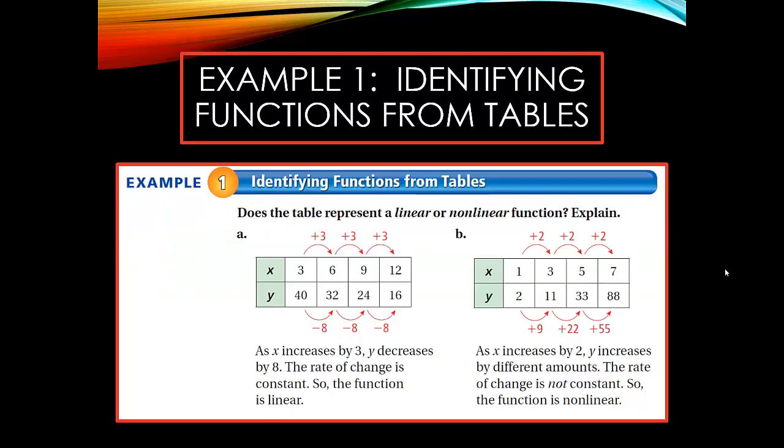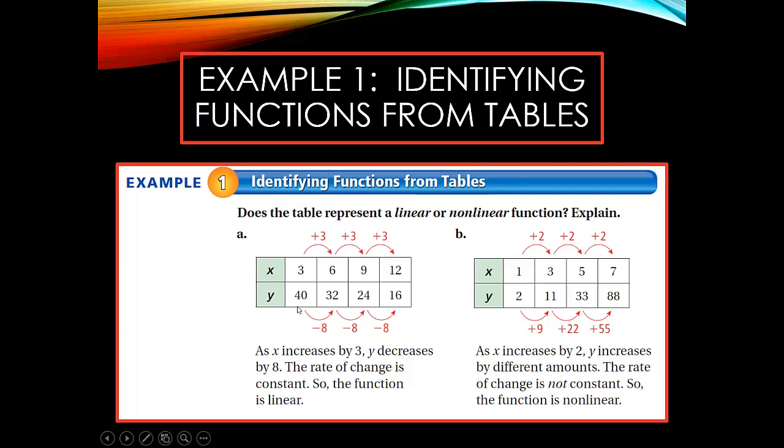For our first example, we're identifying functions from tables. Does the table represent a linear or nonlinear function? Explain. So for A, in our table, we go from 3 to 6, so we're adding 3. And then from 6 to 9, we're adding 3. And from 9 to 12, we're adding 3.